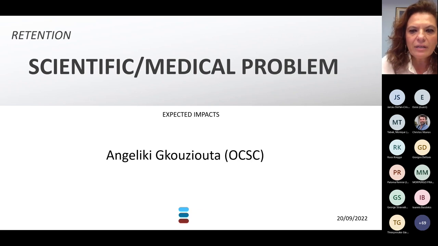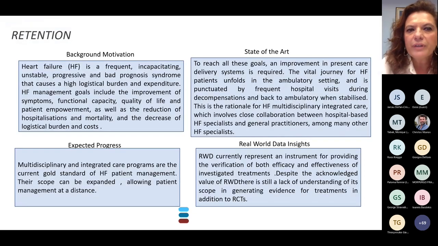So, having Maria addressed the problem, heart failure is a frequent, incapacitating, unstable, progressive syndrome with a bad prognosis that causes a high logistical burden and expenditure. Heart failure affects 6.2 million American adults with an incidence of 21 per million population after the age of 65, and projection estimates that by 2030, more than 8 million people over the age of 18 will be affected. So estimating the prevalence of advanced heart failure remains an epidemiologic challenge. With the global burden of heart failure increasing, advanced heart failure will absolutely increase in tandem.